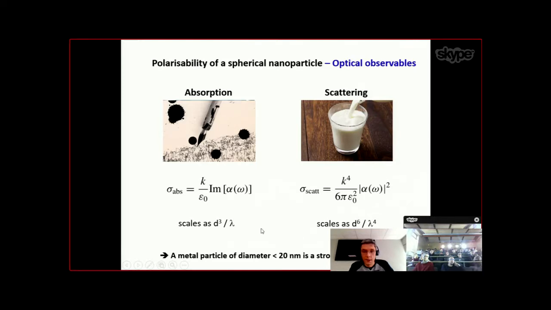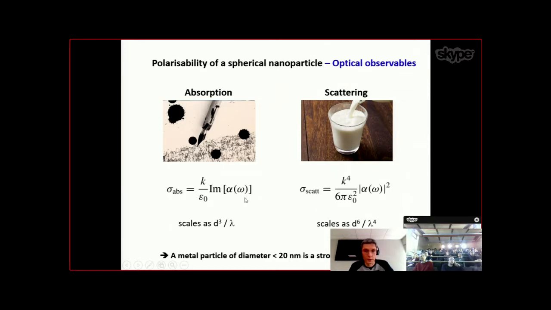What I want to tell you in this slide is that scale matters to define whether you have a predominance of absorption or of scattering. For very big particles, like the ones you have in milk, hundreds of nanometers in size, scattering is dominating because this is diameter to the 6 versus diameter to the 3. So for big particles, scattering dominates, and you can forget a bit about the absorption. This is why milk appears white, because the particles are hundreds of nanometers in size.